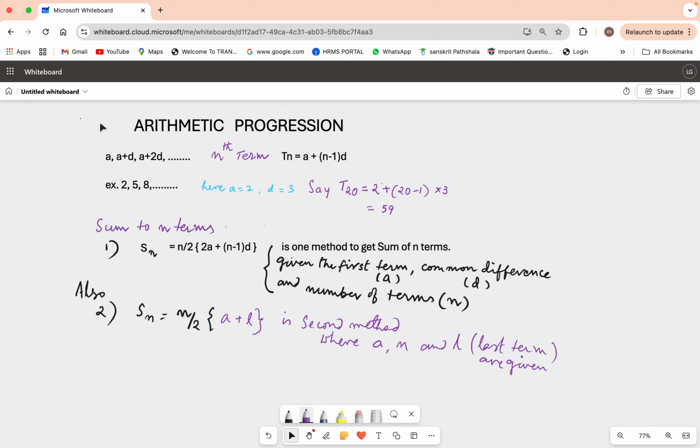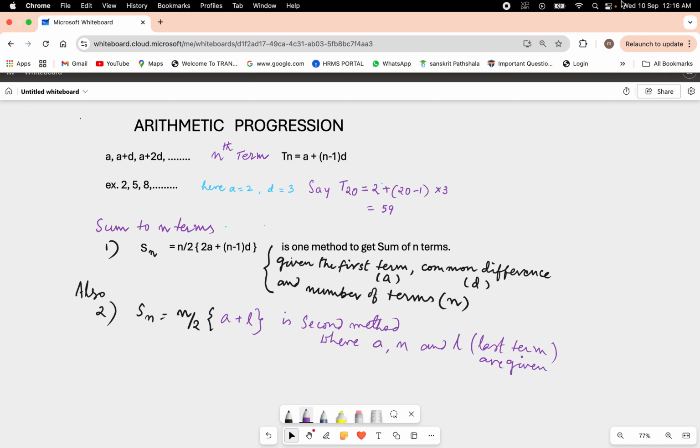So in this video we will study arithmetic progression. An arithmetic progression can be explained as a series of numbers that are said to be in arithmetic progression if the difference of any two consecutive numbers is the same. It can be explained better.